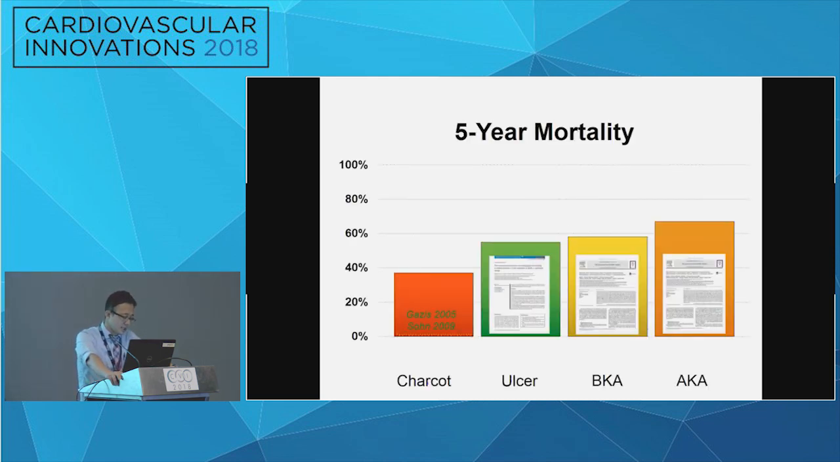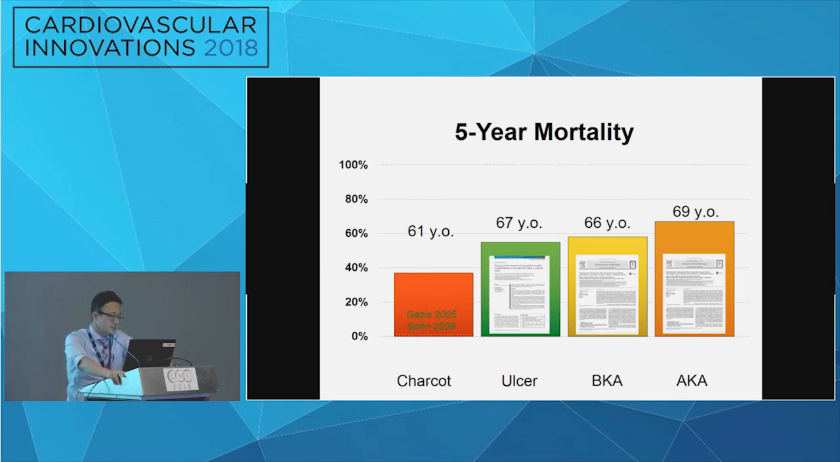So what we did, we looked at those people who had an ulcer, and those people who had a BKA, and those people who had an AKA, and looked at the 5-year mortality. The study on Charcot comes from someone else, but the other 3 are coming from our group. And what we found out was, indeed, if we do the proximal amputation, you die faster. So if you look at this 5-year mortality, it's much higher if you have the AK versus BK versus ulcer versus Charcot. But something else we found that was interesting.